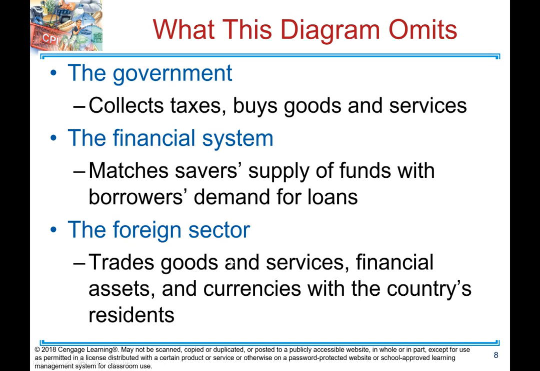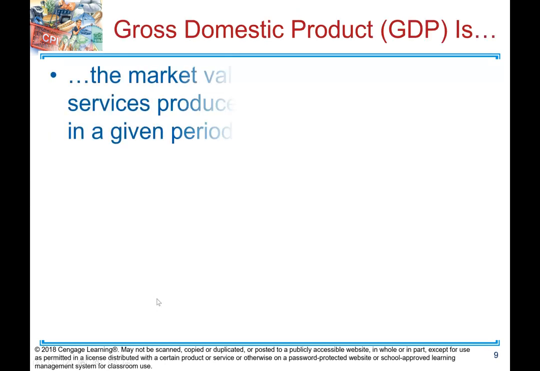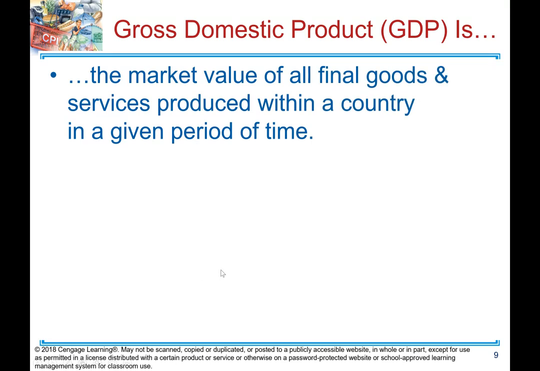The foreign sector is also excluded from this simple circular flow model. Every nation trades with other nations. They trade goods and services, financial assets, and currencies with the economy's residents. Okay? So, gross domestic product, we are going to define gross domestic product or GDP as the market value of all final goods and services produced within a country in a given year.